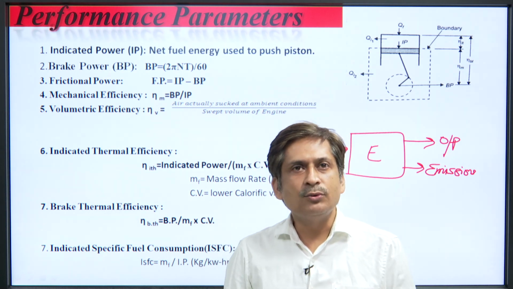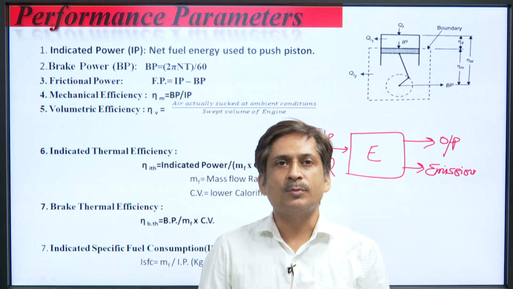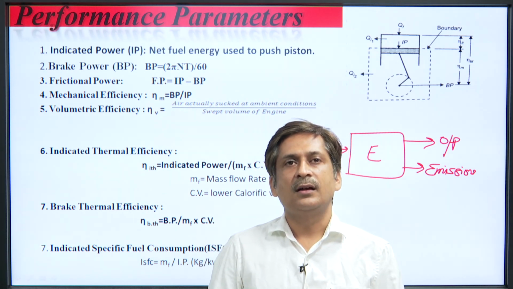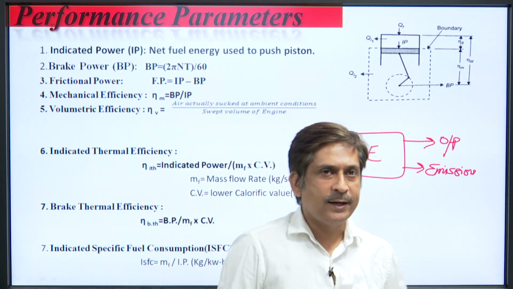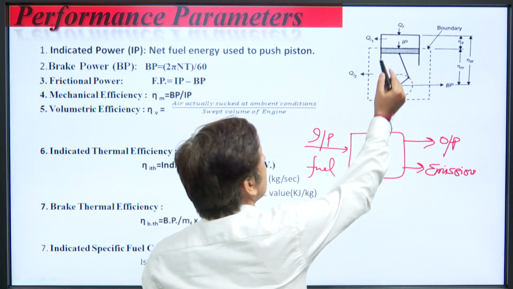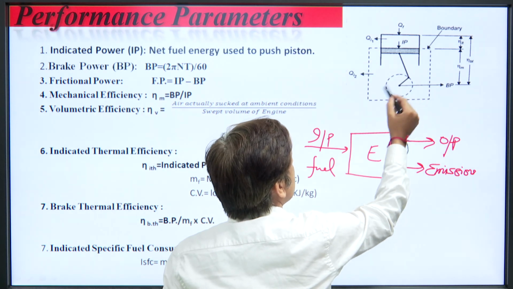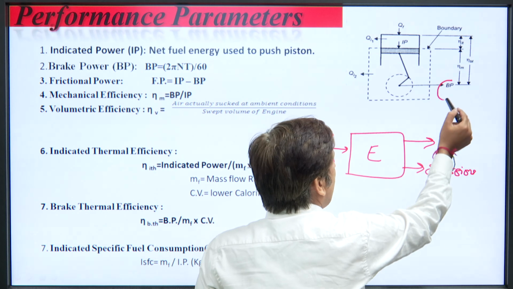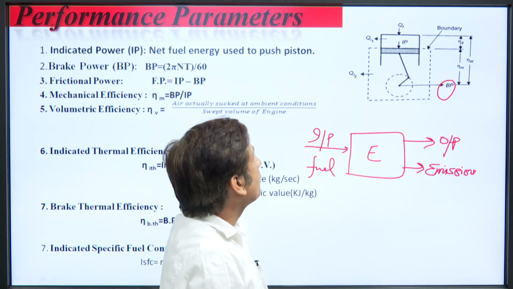So, generally we use these terms. We have already discussed these parameters also, but not in detail. So, in this lecture we will try to discuss and elaborate these terms. The first term, very important, is indicated power. You can see through this diagram that this is a cylinder, piston, connecting rod, and this is the crankshaft. So, we get brake power from either an SI or a CI engine.